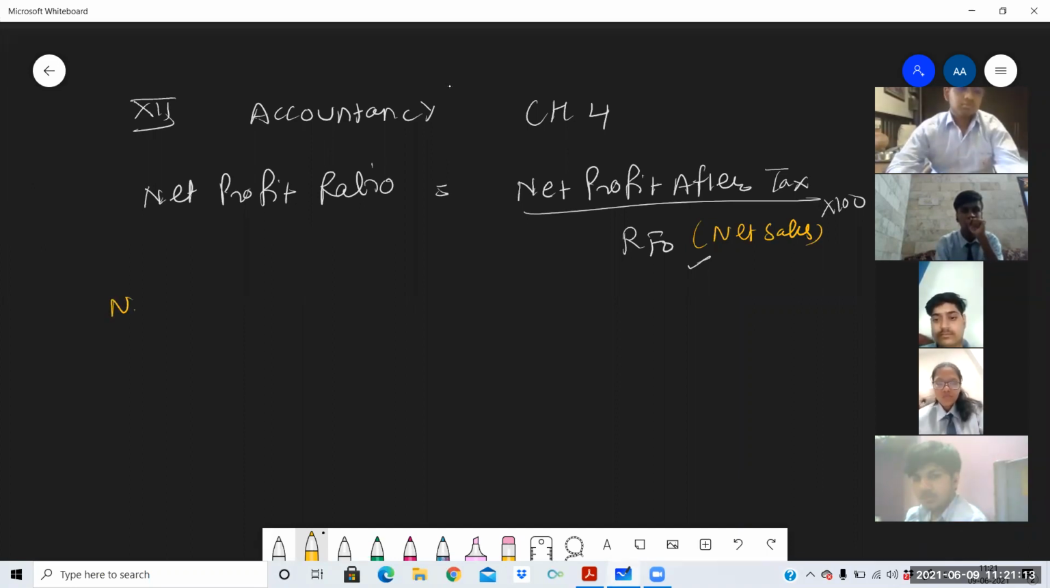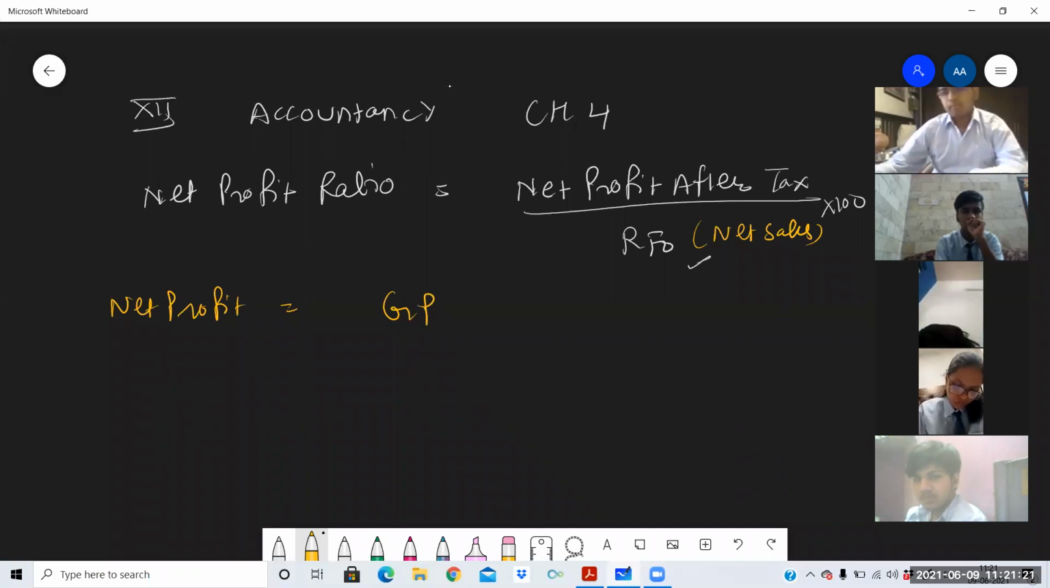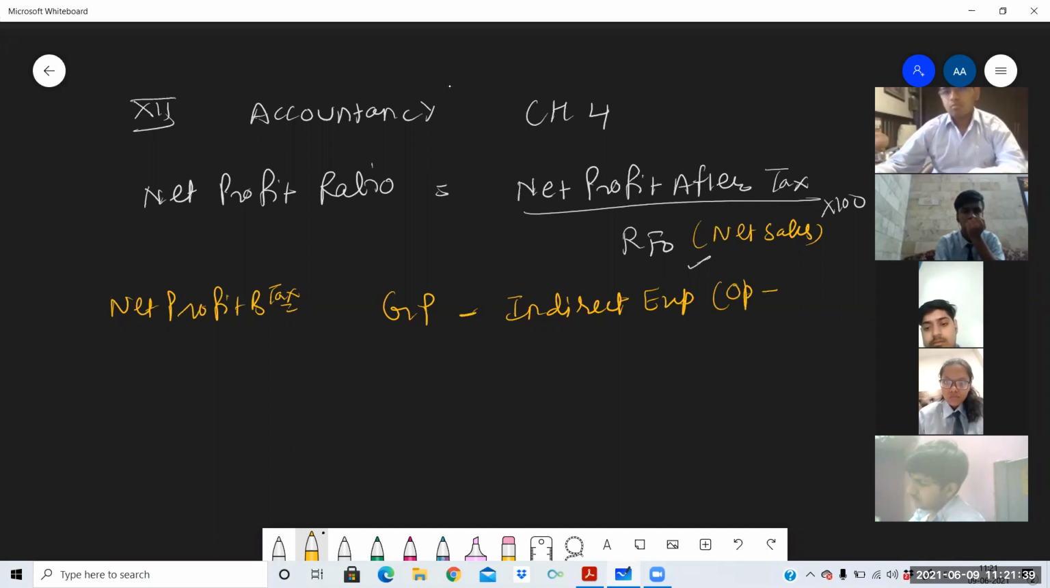Now how to calculate net profit ratio? To find out net profit, gross profit must be given in the question, or you have to calculate the gross profit. Now gross profit minus all indirect expenses. This will be net profit before tax. Indirect expenses means all operating plus non-operating expenses, which we were writing in 11th class in P&L. Gross profit minus indirect expenses, plus all other income.